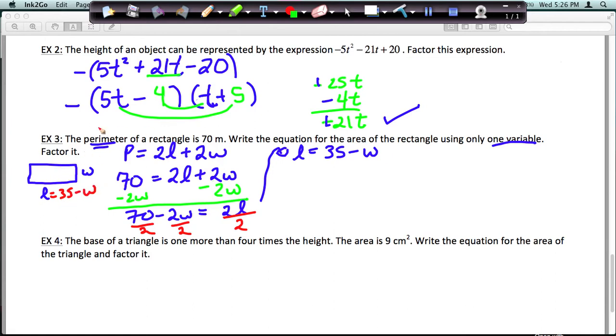Okay, so that's the first part, and now it says write the equation for the area. So remember, area is length times width. So when I write the area, I'm going to say my length times my width. I'm going to put the W first just because it's easier when I go to distribute. And then my 35 minus W.